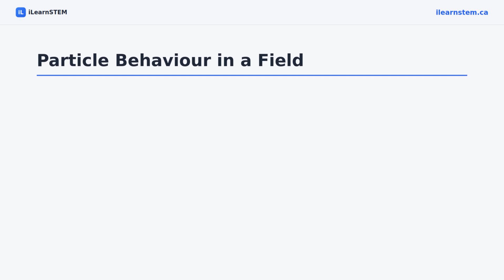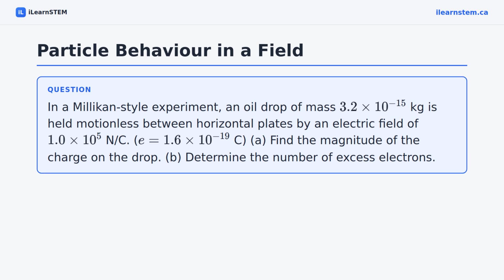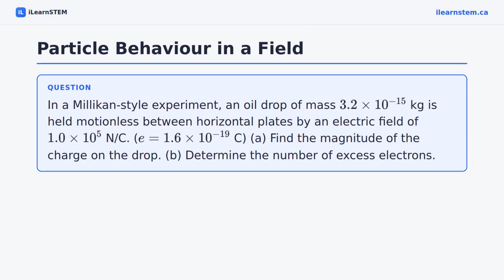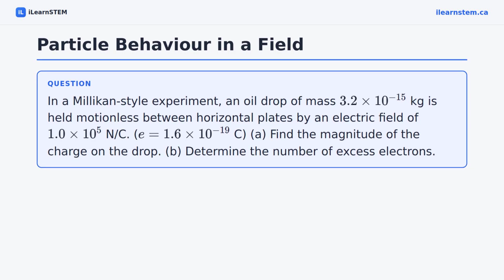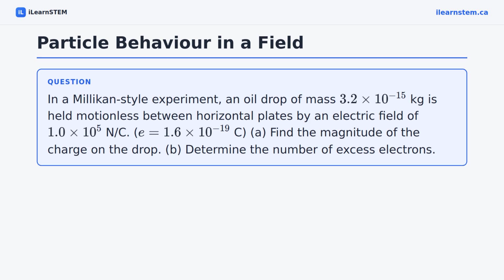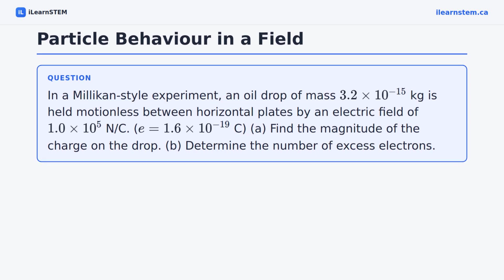We'll practice finding the charge on an oil drop in a Millikan-style experiment. Here's the problem. In a Millikan-style experiment, an oil drop of mass 3.2 × 10^-15 kilograms is held motionless between horizontal plates by an electric field of 1.0 × 10^5 newtons per coulomb.